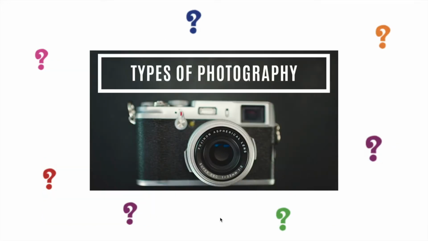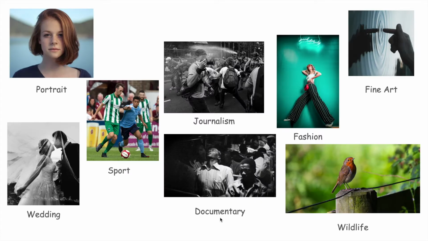What types of photography are there? Have a think. What different types of photography do you know about? Okay, so on the next slide, I'm going to show you a few different types of photography. So we've got portrait photography, wedding, sport, journalism, documentary, fashion, fine art, and wildlife, okay? So they are 8 of some of the main ones that you're going to find.